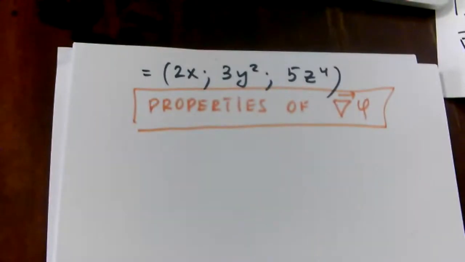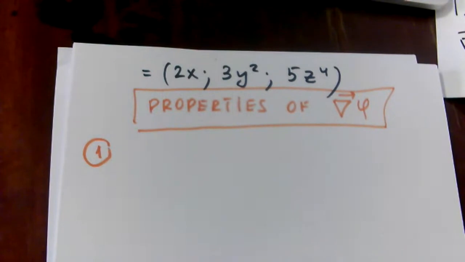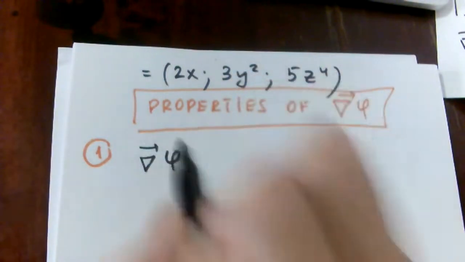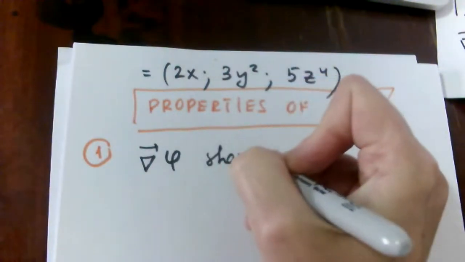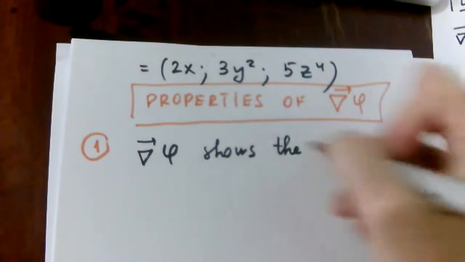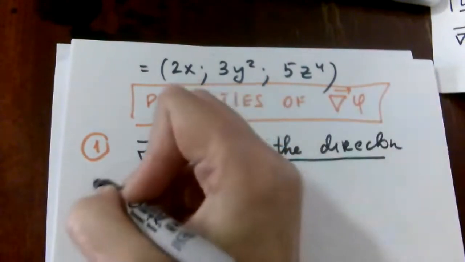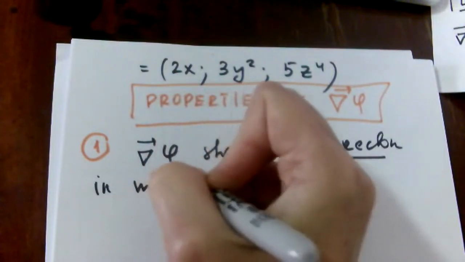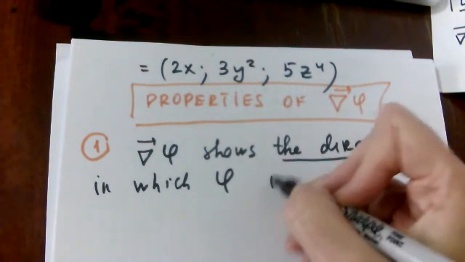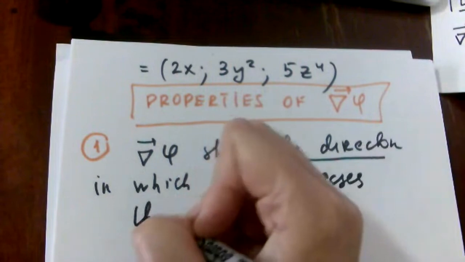The first property, the most important one, is the reason why this gradient was invented at all. It turns out that gradient, nabla phi, shows. It's so important that I'm not even lazy to write it down in words. Shows the direction in which our function phi, our scalar field, increases the most rapidly.